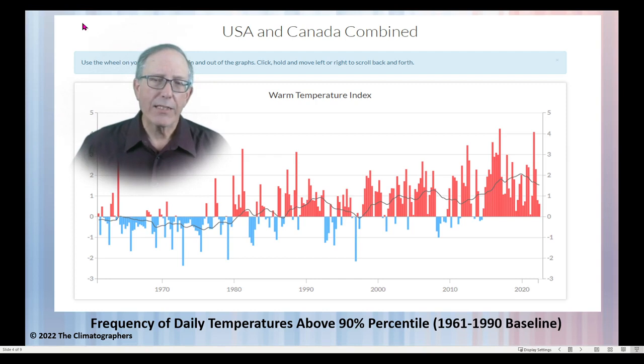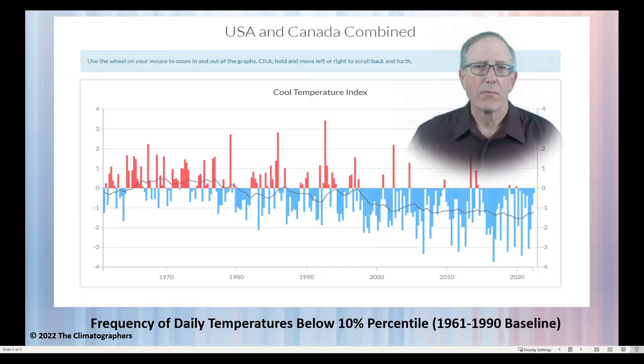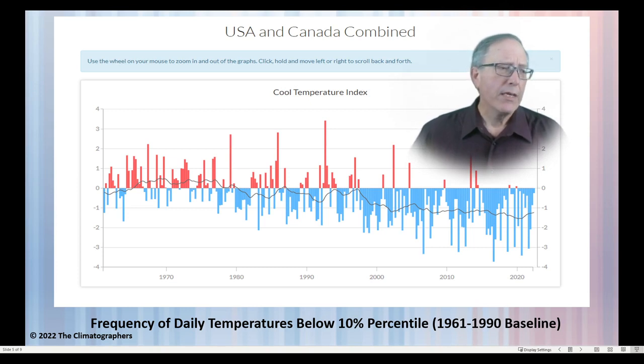And the corollary to that is what's going on with colder temperatures. And the colder temperatures graphic talks about the frequency of daily temperatures below the 10th percentile for the 1961 to 1990 baseline. And you can see it's as dramatic as the warmer temperatures composite index was. And that suggests that the normal today is not the normal that we had in 1961 to 1990. And the overall probability distribution of temperatures and perhaps other climate variables is likely to be shifting.